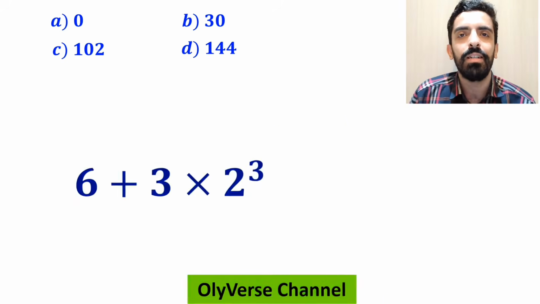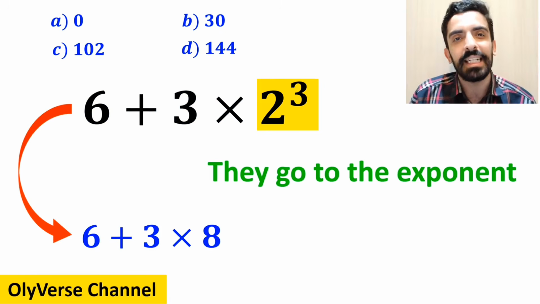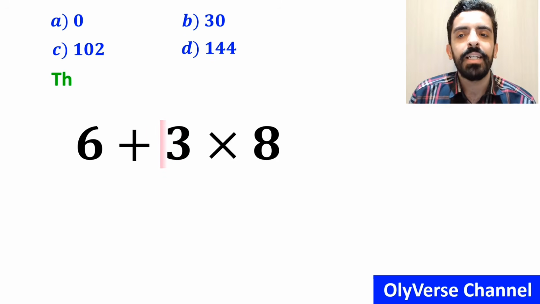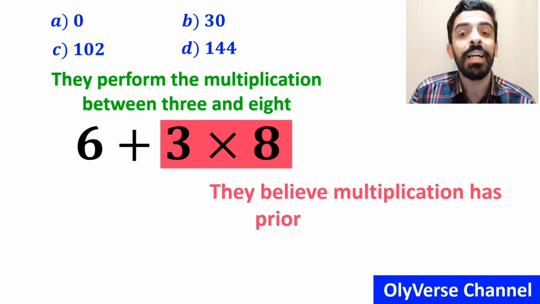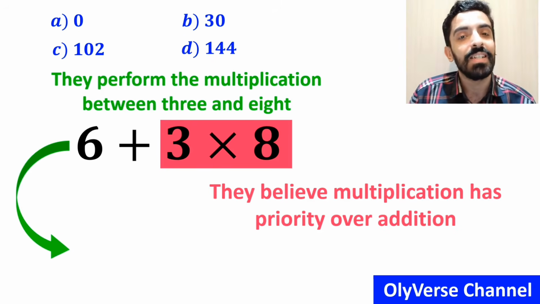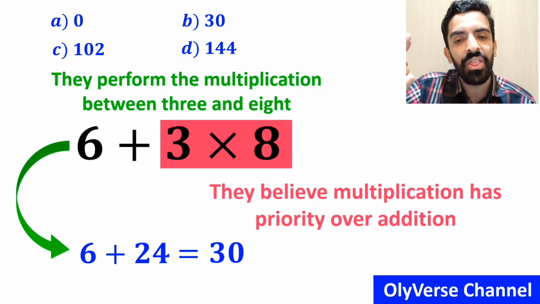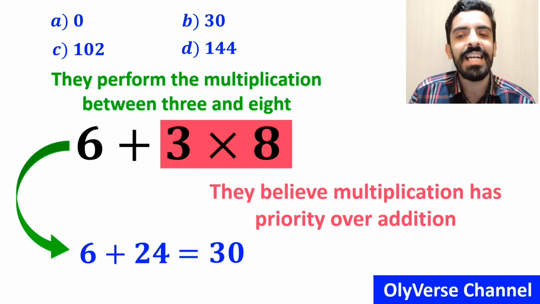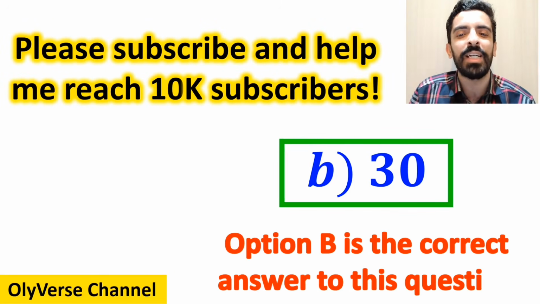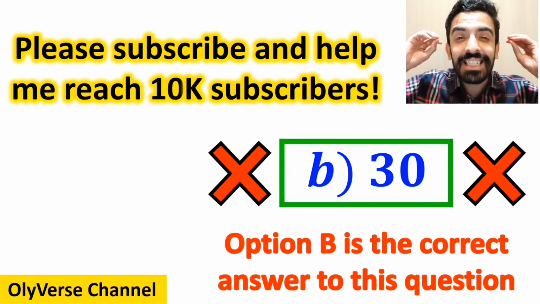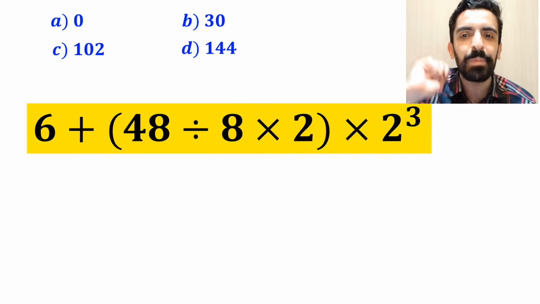and simplify this expression to (6 + 3) multiplied by 2³. Next, they go to the exponent and simplify to (6 + 3) multiplied by 8. In the final step, they perform the multiplication between 3 and 8 because they believe multiplication has priority over addition. So, they rewrite this expression as 6 + 24, which eventually gives them the answer 30. Then, without any hesitation, they quickly say that option B is the correct answer to this question. However, that's definitely wrong. Alright, now let me show you how to solve this expression properly.